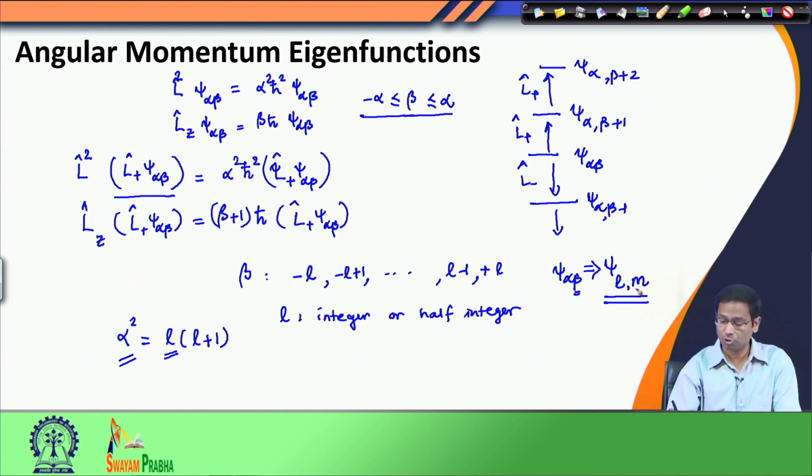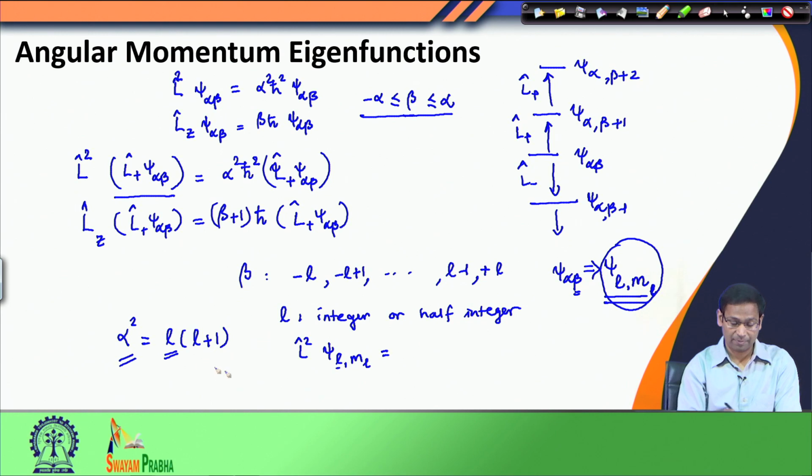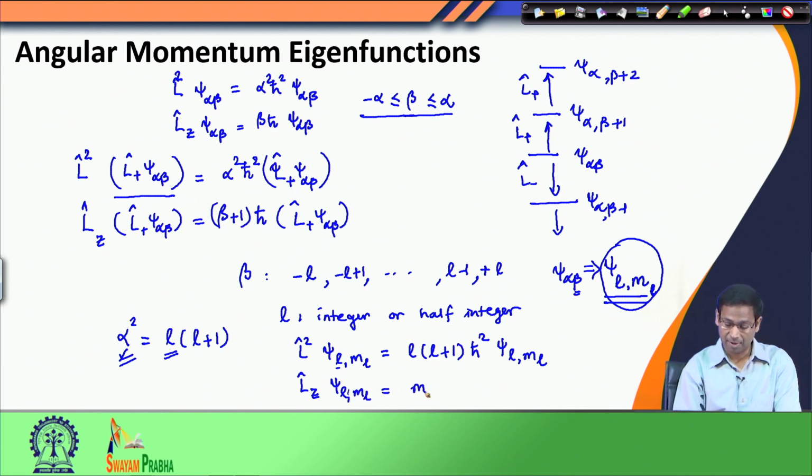So, in some cases you would also write an index in the subscript of M calling it M L, that means this value of M is coming because of this L. So, when I have this as the eigen function psi L M or psi L M L, let us see what I would get when I apply the L square operator on the eigen function of the angular momentum operator psi L M L. I know this would be alpha square h bar square, but alpha square is L into L plus 1. And what about Lz? Action of Lz on this function psi L M L gives me only this M L h bar psi L M L.